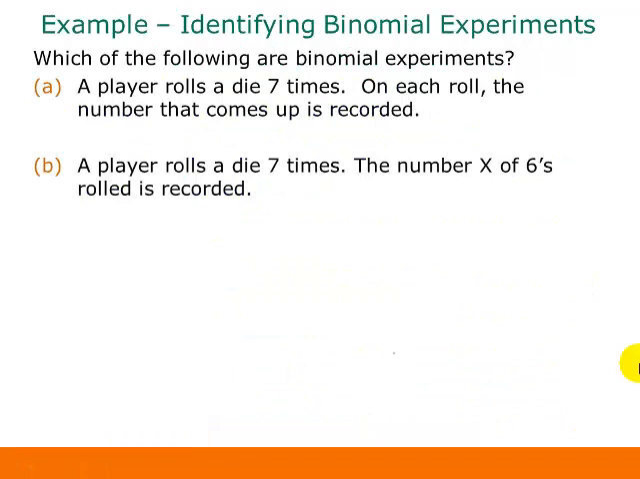All right, so let's just start by identifying some binomial experiments. So we're thinking about those requirements and seeing if all of them are met in some certain situations. So first of all, if a player rolls a die 7 times, on each roll the number that comes up is recorded. So we want to see whether this qualifies as a binomial experiment or not.